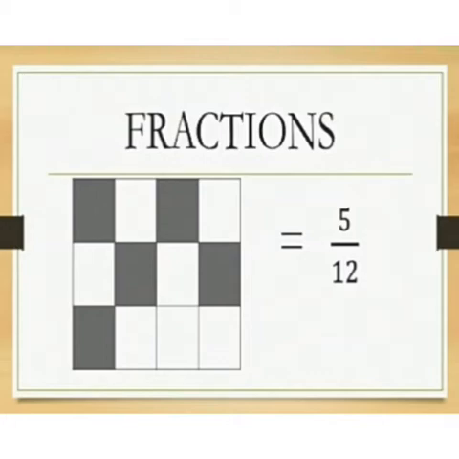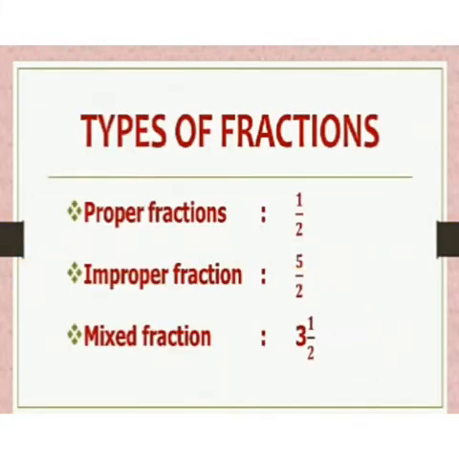In a fraction, we have 2 types of numbers. The number on top is called the numerator, while the number below is called the denominator. I hope you can remember all that.